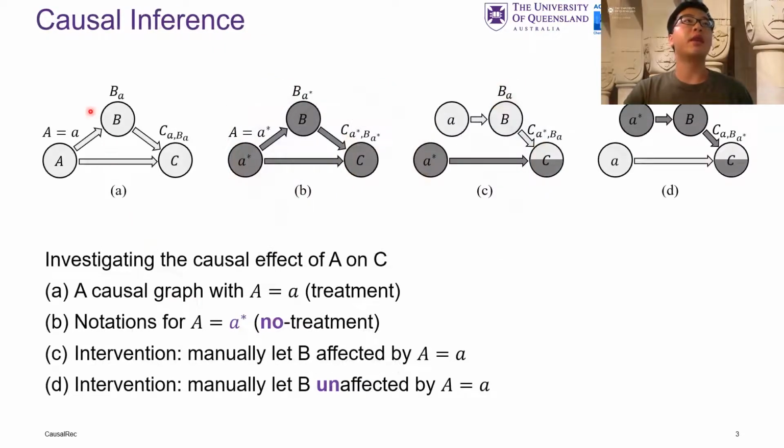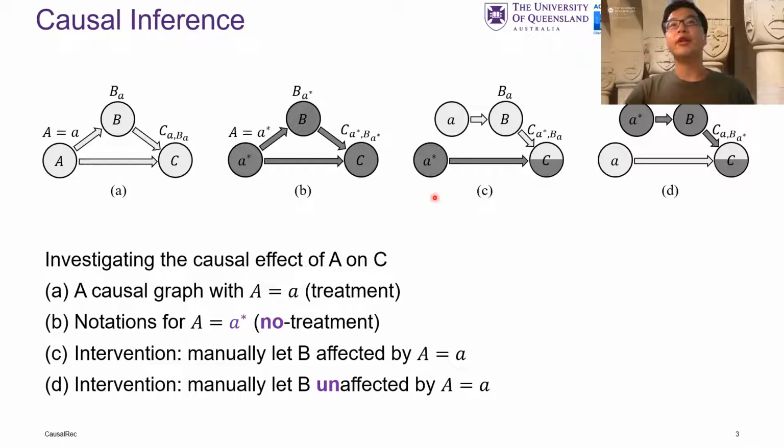Firstly, we introduce what causal inference is. For example, here is a causal graph. This graph includes 3 nodes and some edges indicating their causal relationships. A is the cause of both B and C, and B is also the cause of C. The assignment A equals lowercase a means that we assign A the value a, and it will affect node B and node C as well. For figure B, we assign a different value to A, which is A asterisk. In this paper, we say that this kind of assignment means no treatment.